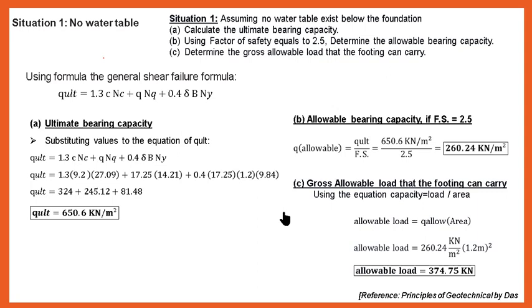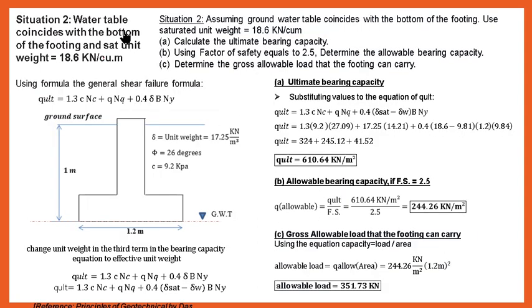And then, for the situation 2, paano pag yung water table daw natin is coincides with the bottom of the footing? And yung magiging saturated unit weight natin is 18.6. So, andito yung groundwater table natin. Parehas pa rin yung kukunin natin, yung ultimate, yung allowable, and then yung gross allowable load. So, parehas pa rin yung equation natin, yung equation natin sa general shear failure doon sa ating square footing.